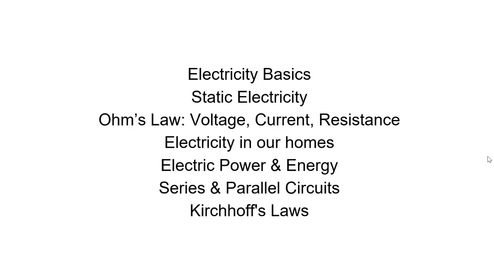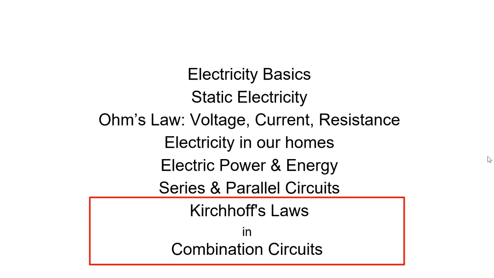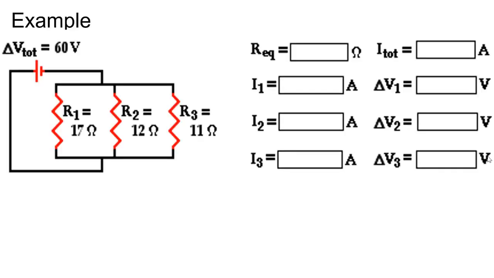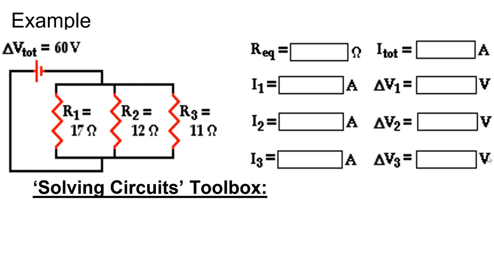In this video, we will talk about applying Kirchhoff's laws in combination circuits. Okay, first of all, just a little recap. On your screen is a parallel circuit. This circuit is supplied with a total voltage of 60 volts, and then it runs through 3 separate resistors in a parallel configuration. So just a reminder, our solving circuits toolbox entails using Ohm's law.